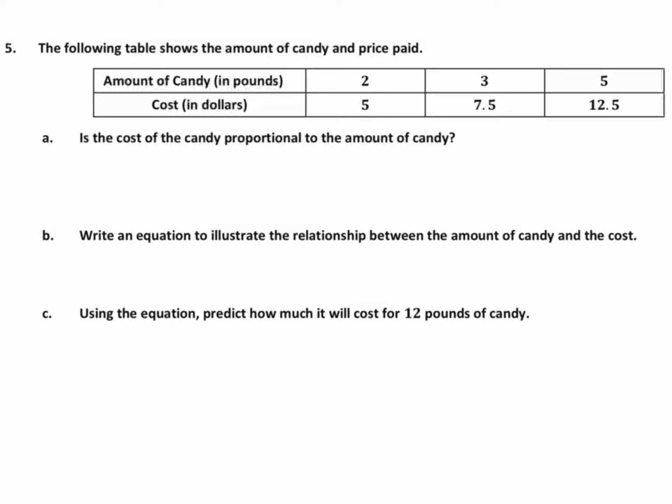The following table shows the amount of candy and price paid. Is the cost proportional to the amount of candy? Let's check. Remember, we divide the second quantity by the first to see what that constant of proportionality is and if it exists. 5 divided by 2 is 2.5. 7.5 split into 3 equal parts is also 2.5. And 12.5 split into 5 equal parts is 2.5 as well.